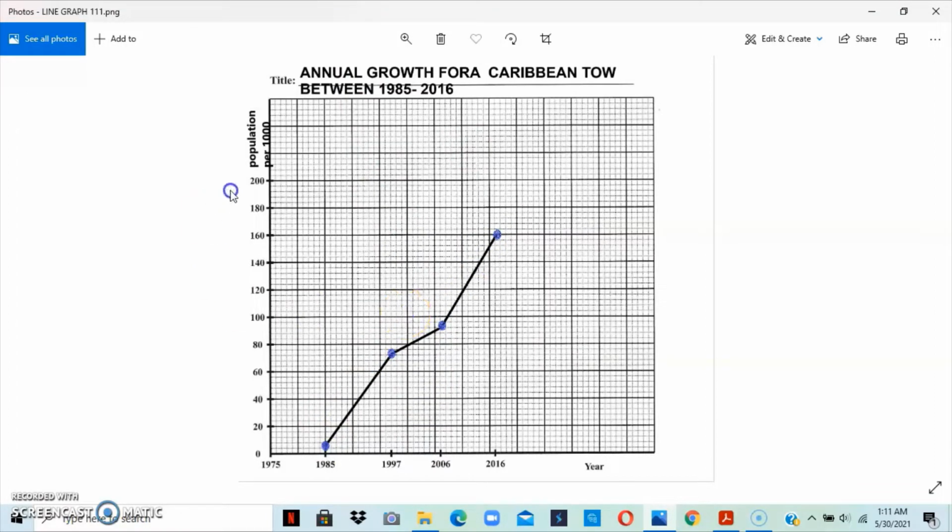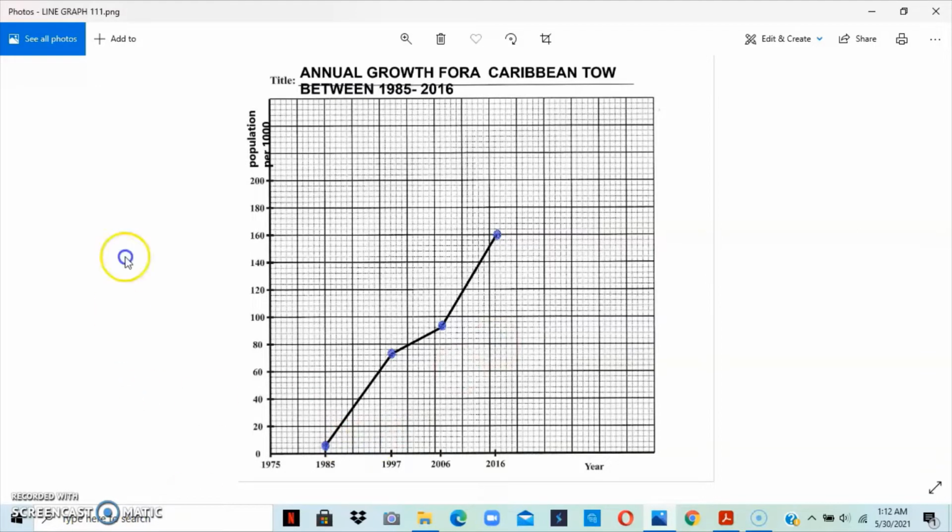Now, if you look on your vertical axis, you realize that you're not seeing thousands, just these figures. So what you'd have to do is label your vertical axis to say population per 1,000. So the 20 here represents 20,000, the 40 is 40,000. So you label the vertical axis as population per 1,000, and then you plot your points. Now I went ahead and I did it. So for 1985 it is 5,000, 1997 is 73,000, 2006 it is 94,000, and for 2016 it is 160,000.